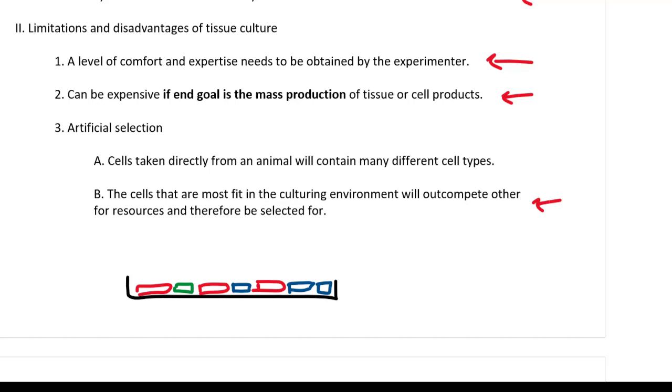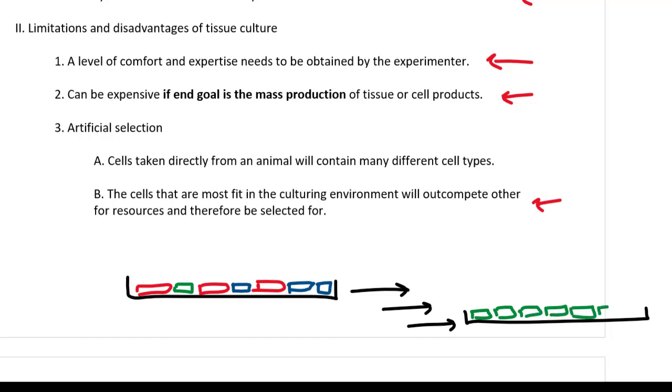Okay, so if the solution that I bathe these cells in tends to favor, for example, the green cells, as I passage these cells, meaning that I split them and I subculture them, eventually what I'll get to is all green cells. Why? Because the green cells are in an environment that works really well for them. And they will outcompete the other cells for resources, so the other cells will simply die and not be able to replicate well and eventually die off. But the green cells are doing great, and they are replicating and they're thriving in this environment.